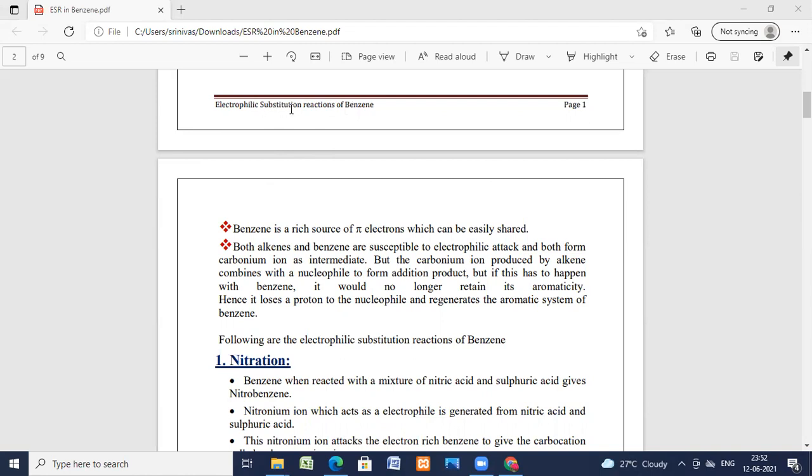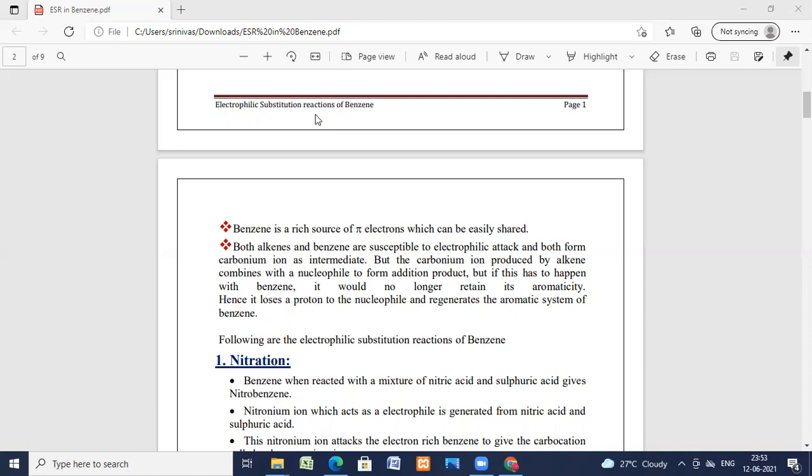What is a substitution reaction? Substitution reaction in organic chemistry is a reaction in which a weaker atom or group is substituted by a stronger atom or group. These substitution reactions are of three types: electrophilic, nucleophilic, and free radical substitutions.